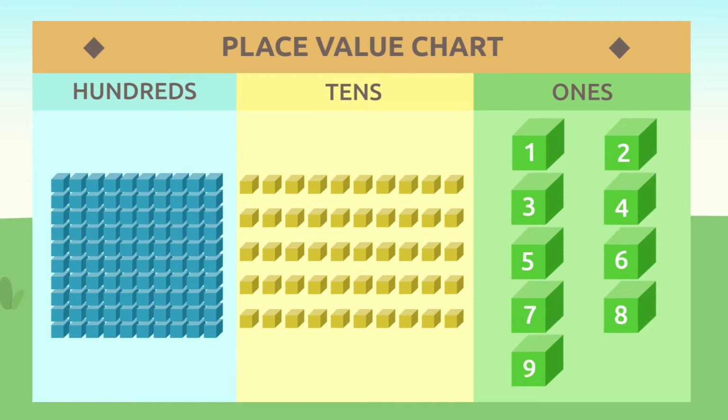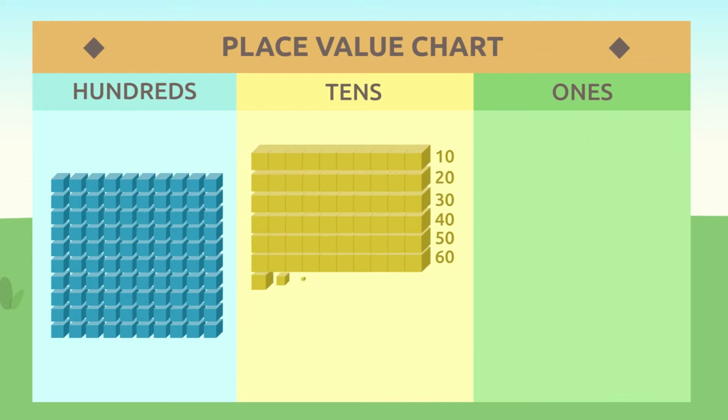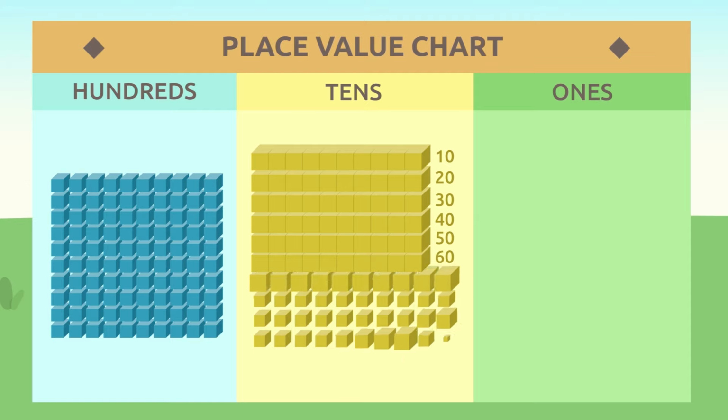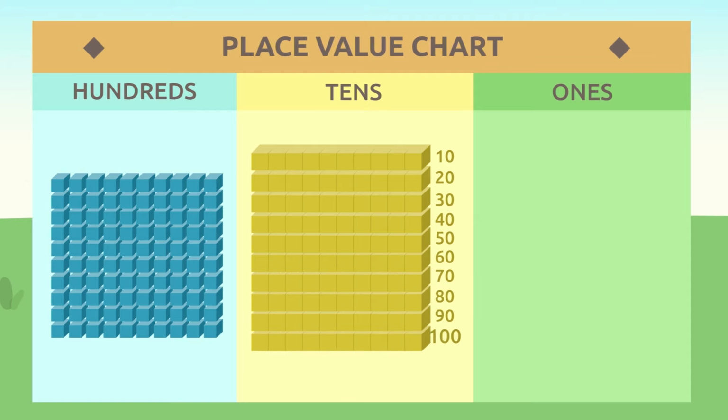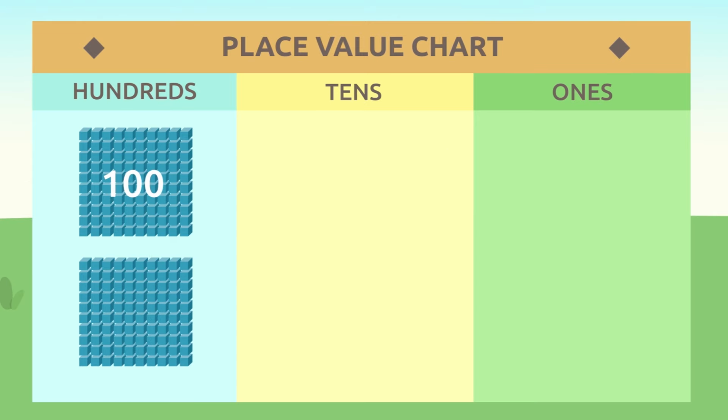We count till 9 under 1's place. When we get to 10, we move to the tens place. We continue counting till 99. When we get to 100, we move again to the hundreds place. As you can see, the place value increases as we go from ones to hundreds.